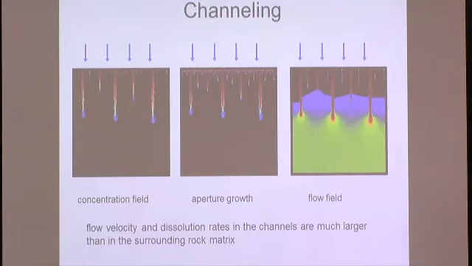I think it's interesting to compare the concentration field with the aperture growth. You can see that there are many more channels visible in the aperture field than in the concentration. This comes from the fact that the concentration goes into the channels where the flow is the largest. So they compete with each other for the concentration. The smaller ones are completely drained of concentration, and it just concentrates in the longest ones.